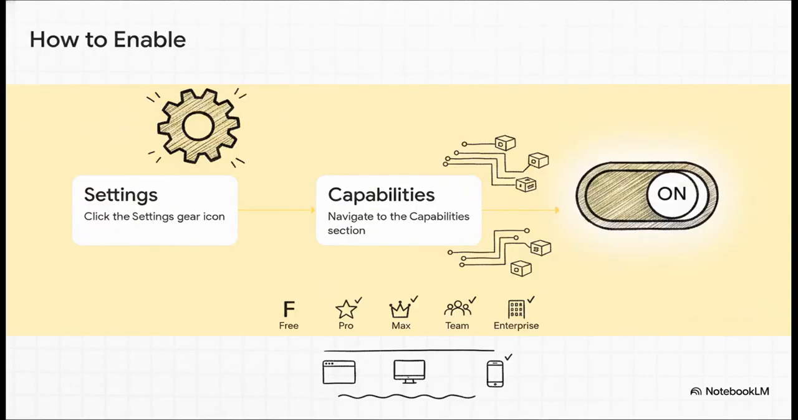Okay, getting this set up is super straightforward. You just click the settings gear icon, navigate over to capabilities, and toggle code execution and file creation to on. That's the whole shebang, and honestly, the best part? It's available on every single plan, from free all the way up to enterprise, at absolutely no extra charge.